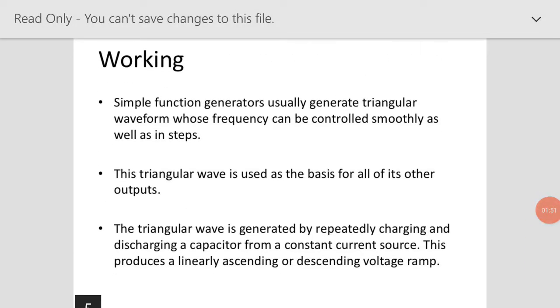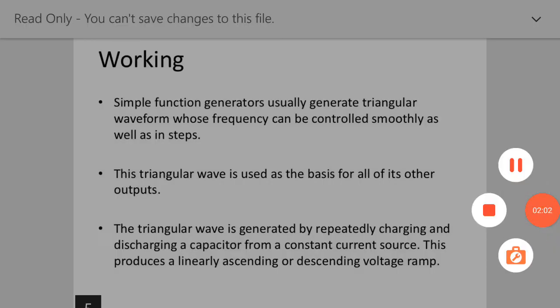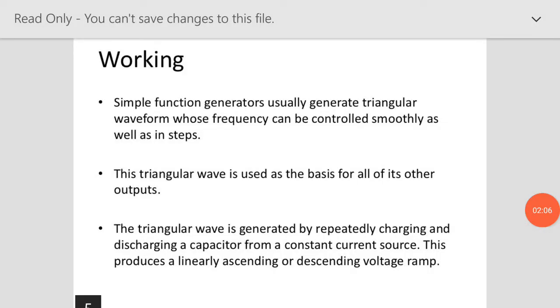Simple function generators usually generate a triangular waveform whose frequency can be controlled smoothly as well as in steps. This triangular wave is used as the basis for all of its other outputs. The triangular wave is generated by repeatedly charging and discharging a capacitor from a constant current source. This produces a linearly ascending or descending voltage ramp.